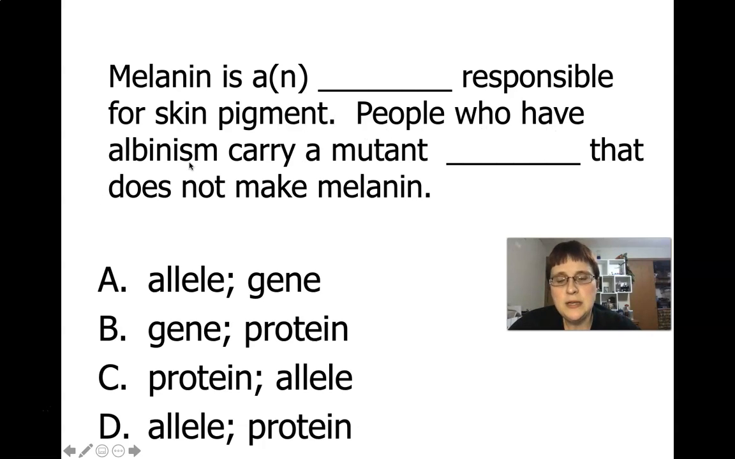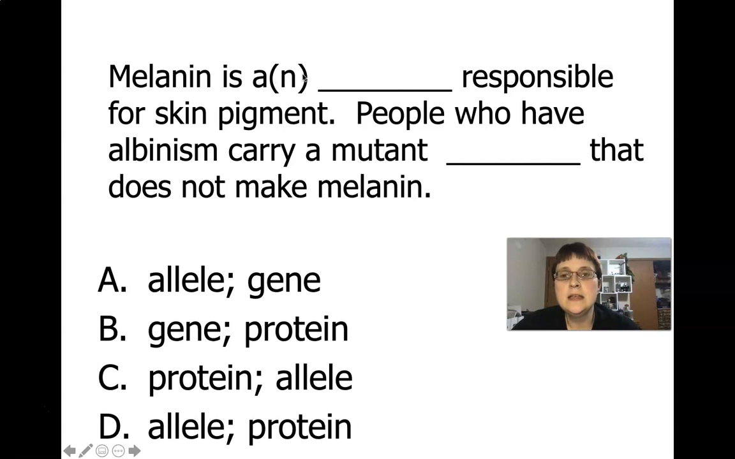People who have albinism, so people who are what we would consider albino, or animals that we would consider albino, carry a mutant blank that does not make melanin. So this is related to the directions. All right. And in this case, the best answer is C.